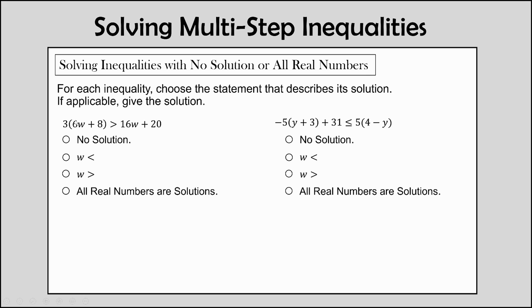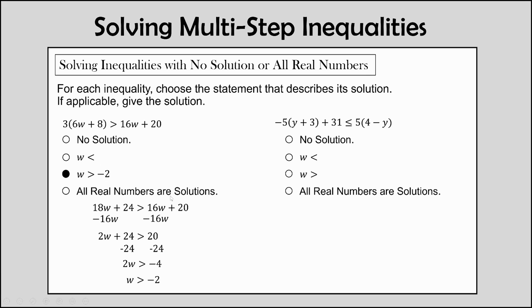So it says, take this inequality and determine if there's no solution, if W is less than a number, W is greater than a number, or if it's all real solutions. So I'm going to distribute my 3 through this first parenthesis. And now I want to solve what remains. So just like we did, I'm going to subtract a 16W. I'm going to subtract the 24. I'm going to divide each side by 2. So W is greater than negative 2.